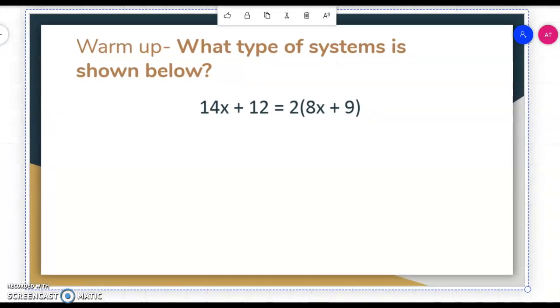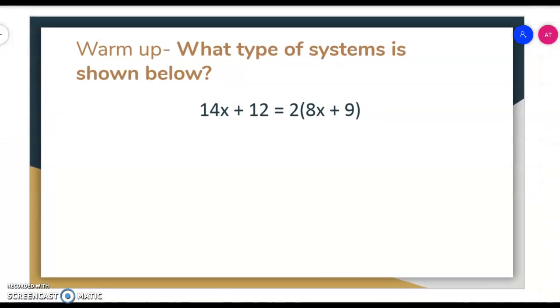To recap what type of systems there are: one, none, and infinite solutions. One solution means that x equals one number. No solution means that there is a number equal to a different number, and we put a slash through the equal sign. Infinite means that the same number on either side of the equal sign is the same. So let's solve this one.